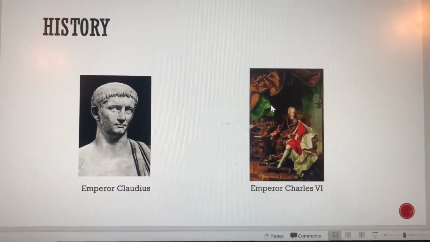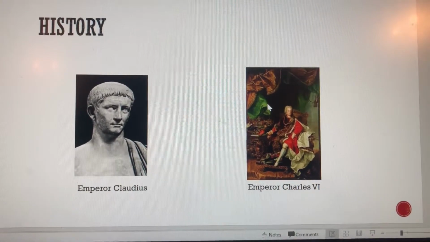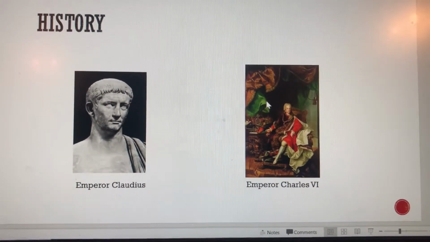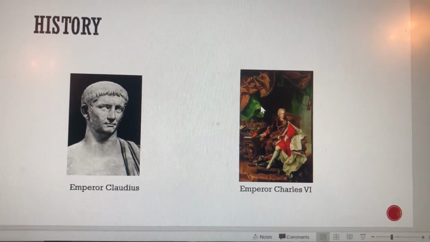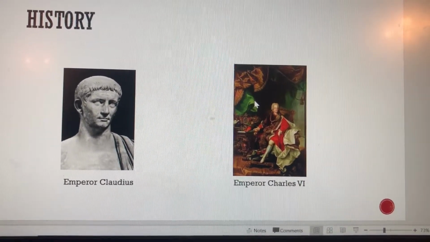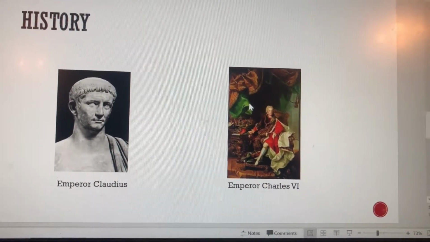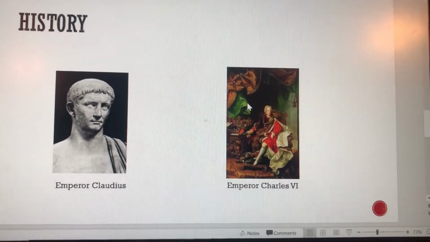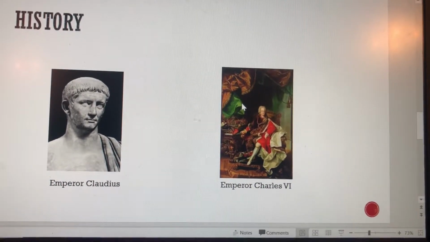Now, the death cap has a long and rich history of being used in poisonings. Here are just two examples. Emperor Claudius was thought to be poisoned. He was the emperor of Rome. And then Emperor Charles VI was said to have died 10 days after eating a plate of mushrooms, which are thought to be death caps, during the Austrian War with the Holy Roman Emperor.